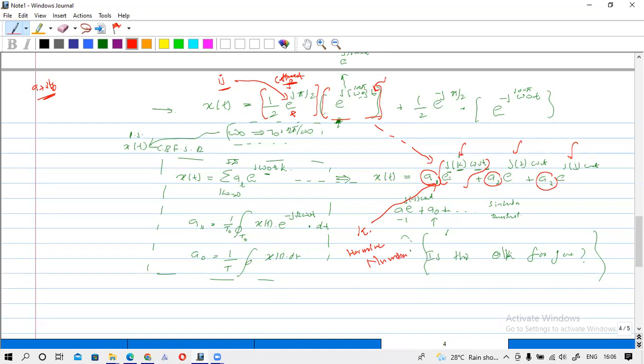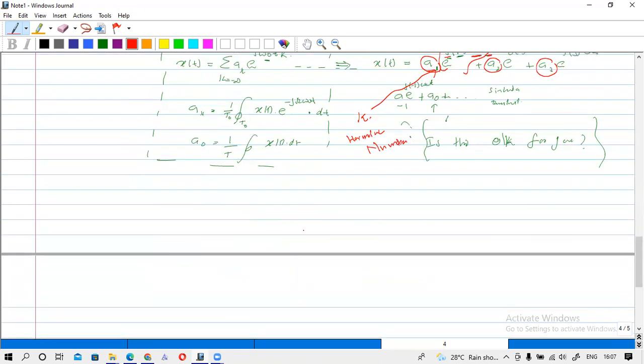Please compare this one and this one. So you have j here, j here, and you have omega naught here. Omega naught here is 105, and you have t here also. So what is the k value for this? Actually, it is 1, no? So for this term, k is equal to 1. Is this okay? You got this?